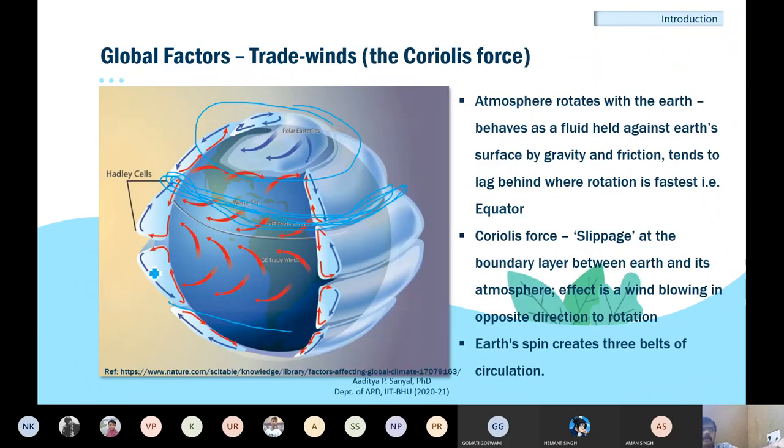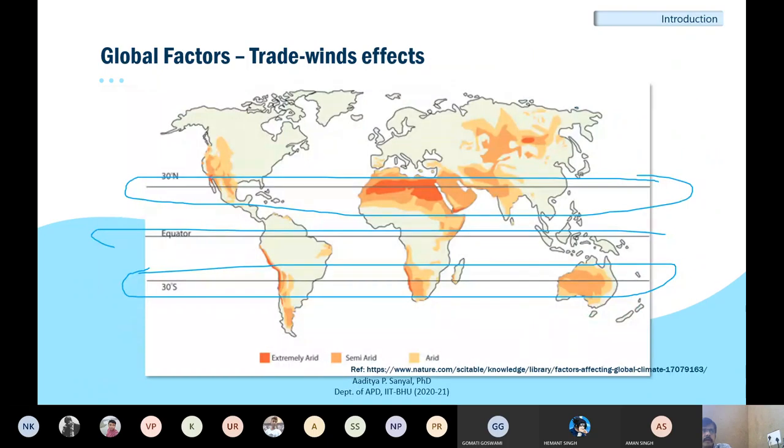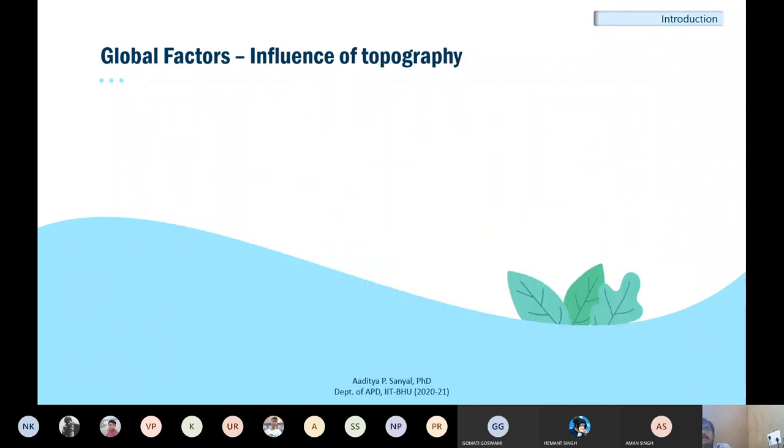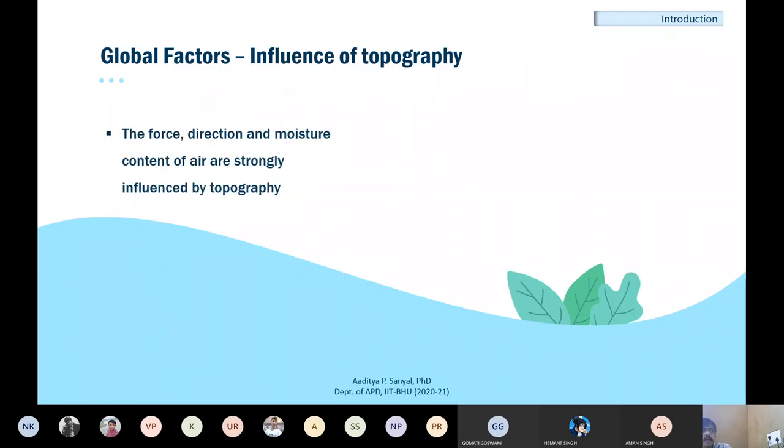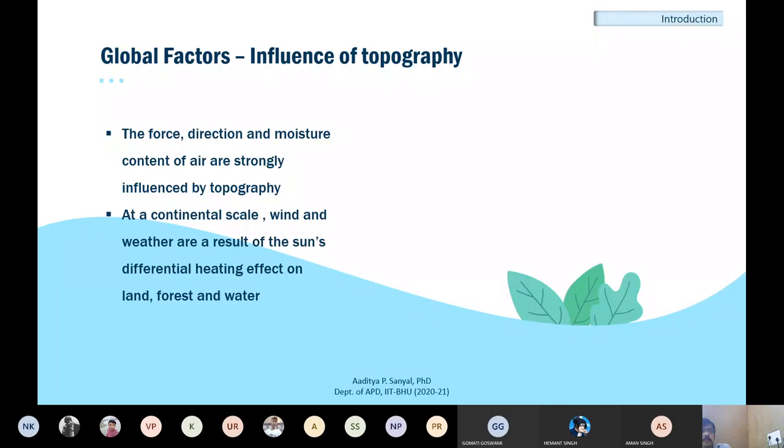The trade wind effects, you can relate to the previous image, where you have these huge variations. It's the equator here, where you get these dry zones. You can relate this trade wind diagram and its effects, and you have these dry zones in these places. You have the Thar Desert, you have the Middle East, which are mostly warm deserts.